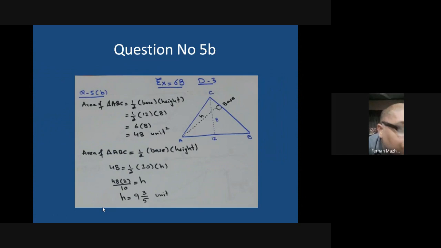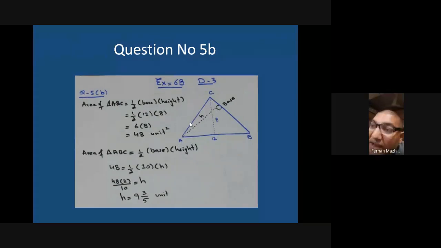Now in the second part, he says, hence find the length of the perpendicular from A to BC. He wants us to find out the perpendicular. You can see here, I have shown that. He wants you to find out the perpendicular from A onto BC. Perpendicular means which makes a 90-degree angle or a right angle with the BC side. He wants you to find out this A value, this perpendicular.